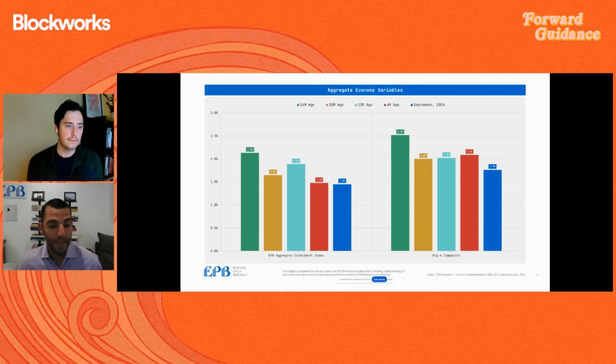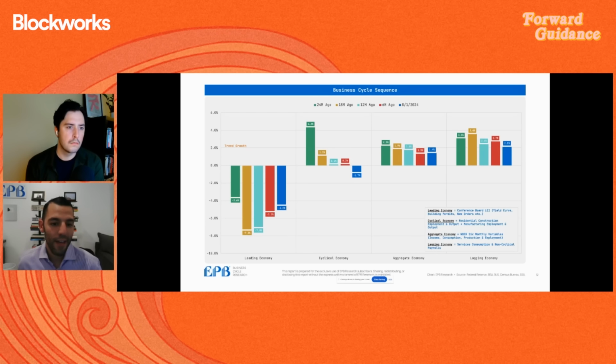But what's really important, and why asset markets are feeling optimistic, is the stability of the aggregate economy. The aggregate economy and lagging economy is really where markets feed off of. And you can see for the aggregate index on the left side of this chart, 18 months ago we were growing at 1.6, and today we're growing at 1.5. So there's been virtually no deceleration through the aggregate economy. And a big reason for that is that it's taken a very long time for the contraction to move from leading variables to cyclical variables, and they're still only contracting very mildly.